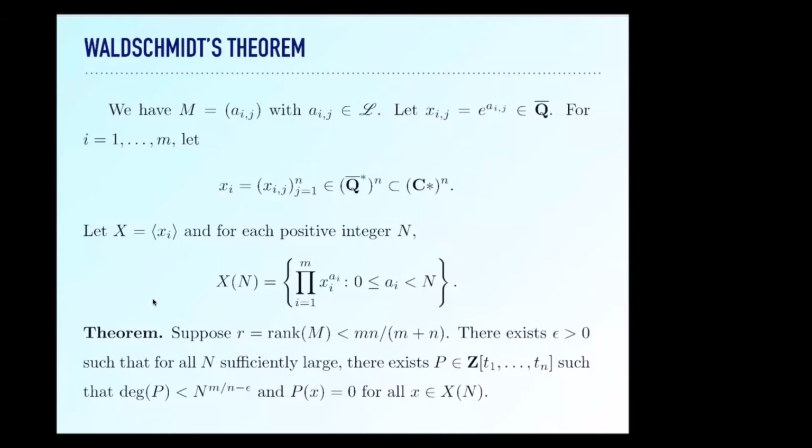So each row here is a vector in C star to the n. Then you just take the subgroup generated by all of those row vectors, the subgroup generated by the m rows, and that's what we're going to call capital X. Sorry, I don't know why the star came down here. This is just supposed to be C star to the n.